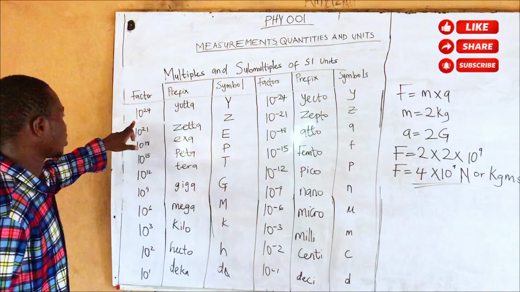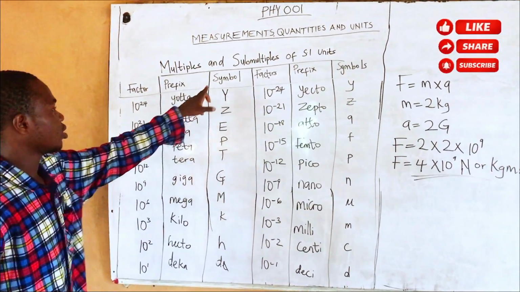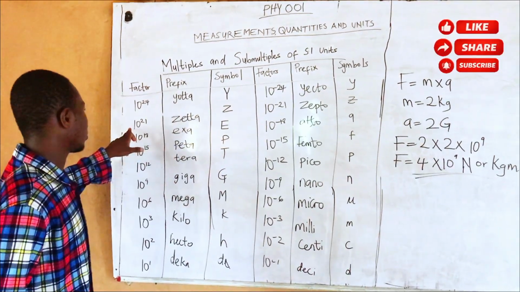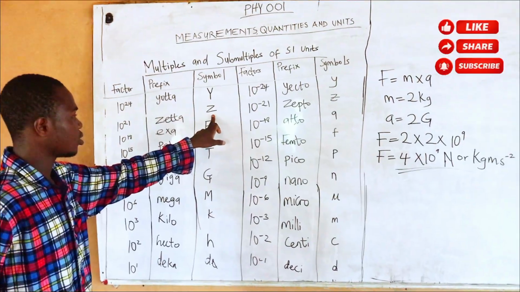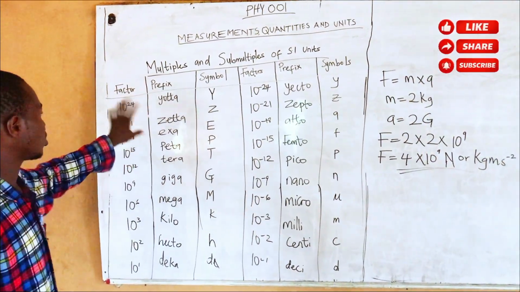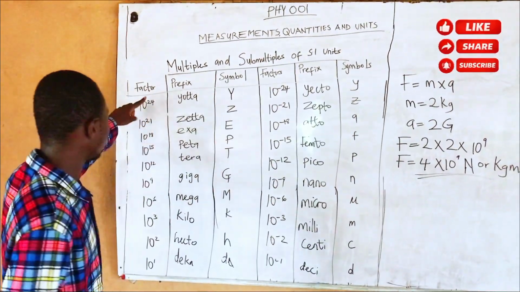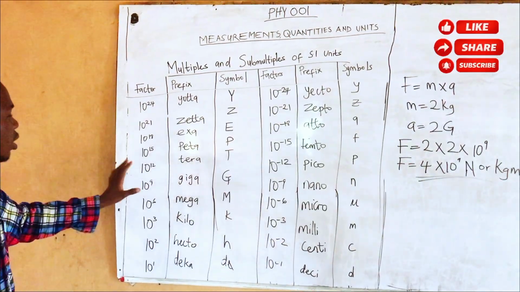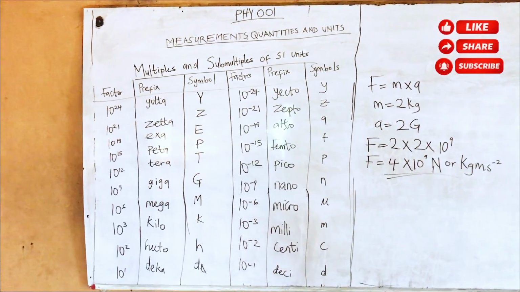Starting from this factor, that's 10 raised to power what? 24. That's yotta. The symbol is what? Y, capital letter Y. This one, 10 raised to power 21, zetta. That's Z. So if you look at this particular place and this particular place, this one is having minus and this one is not having minus. Don't confuse it. So you have to learn it and know what each of them represents.